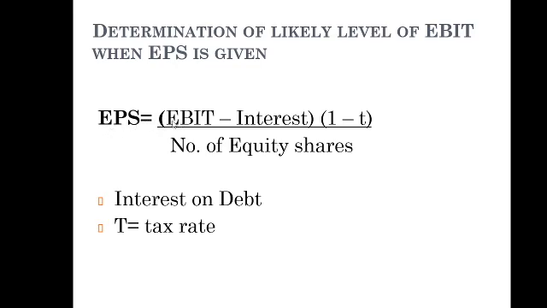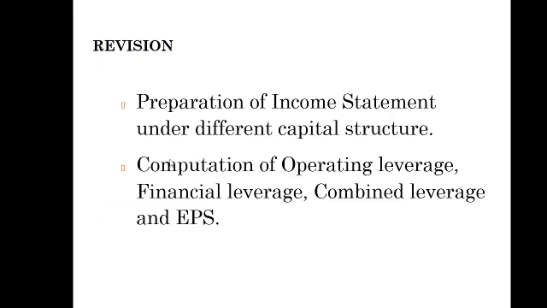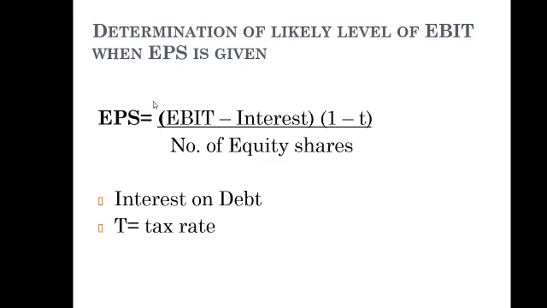Now here the values, EPS is given in the problem, EBIT let us take X, interest is fixed 12,000, 1 minus T, that is 1 minus 0.5, and number of equity shares is given in the problem, 9,000. So all the values are given to you except EBIT. So when we solve this equation, we will get EBIT. Fine.